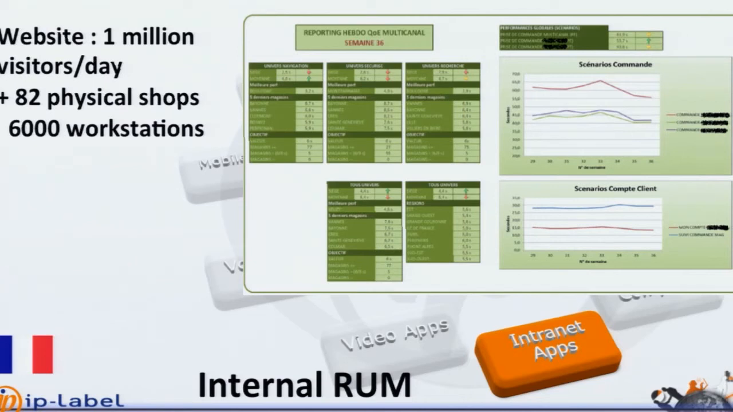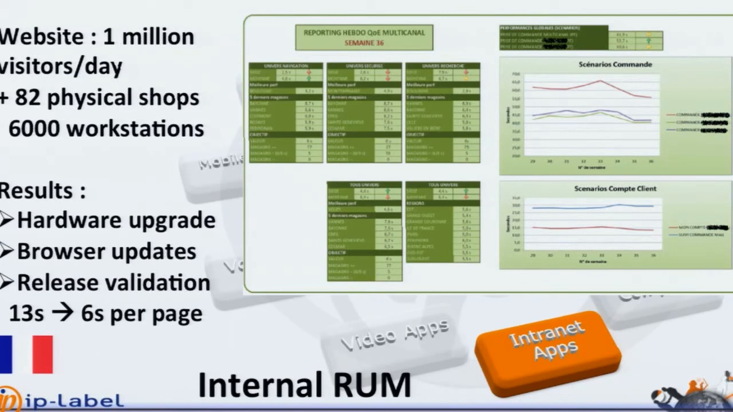So typically they chose a real user monitoring solution, which in a few days and a few weeks really gave them results. The main result was that they sped up the global web response time for that internal web application from 30 seconds to 6 seconds by making upgrades, hardware or software on browsers, and some validation as well on the application.